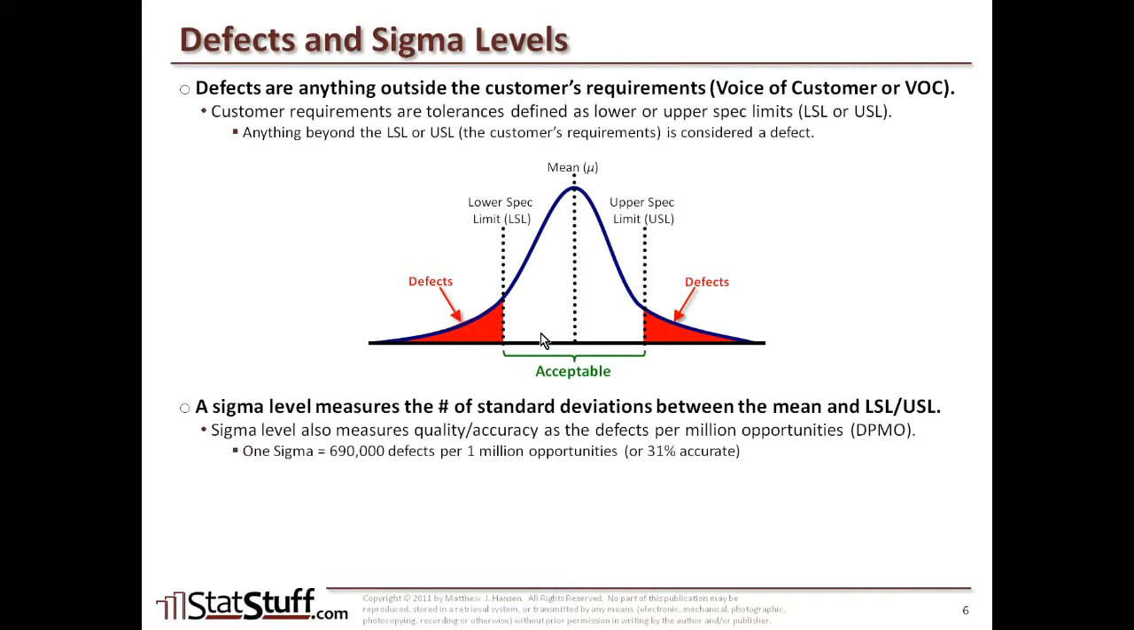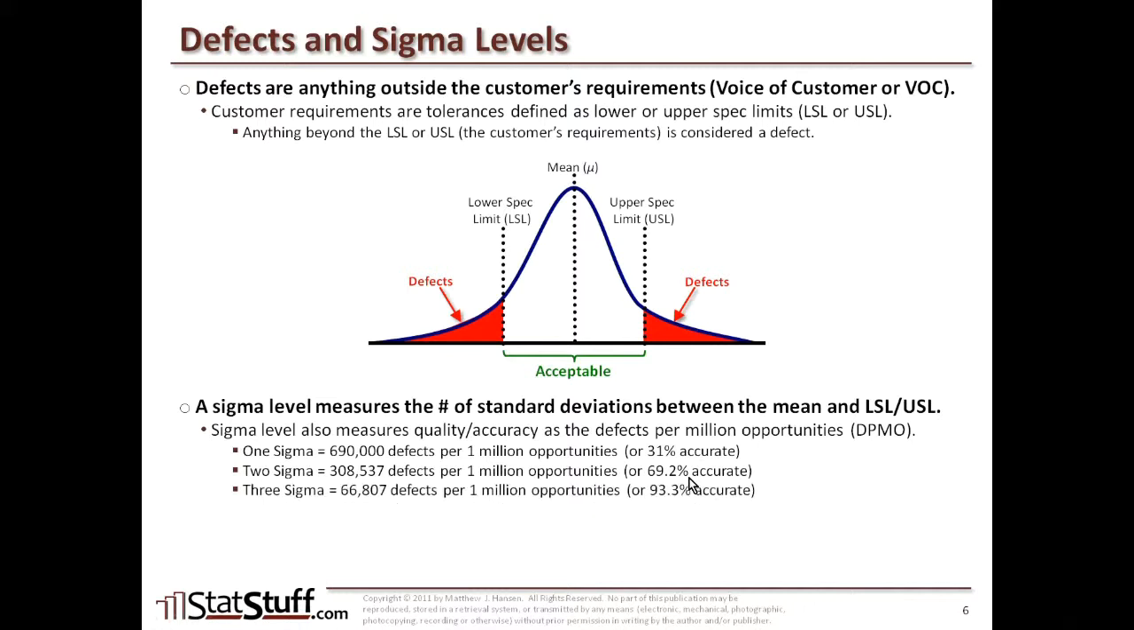So when we say that something is 1 sigma, we're basically saying there are 690,000 defects for every 1 million opportunities. Theoretically that just means there's a 69% defect rate. Or we'll take the inverse of that: of the ones that are successful, that means we're 31% accurate. At a 2 sigma level, there are about 308,000 defects per million opportunities, or about a 69.2% accuracy rate.